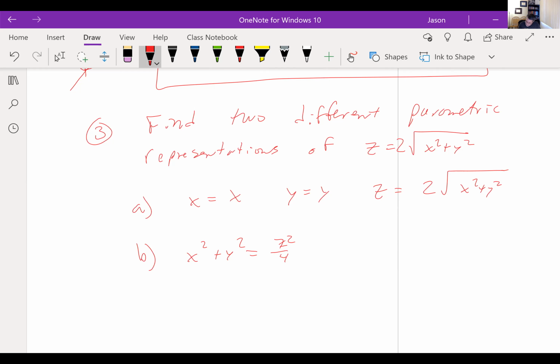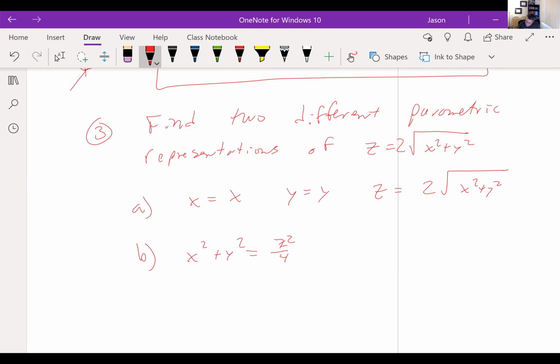Okay, so if I wanted to write this as a vector valued function, I could say up here for a, r of x y is equal to x i plus y j plus 2 square root of x squared plus y squared k. Okay, so that's the first one.